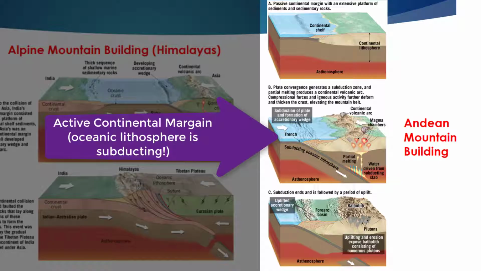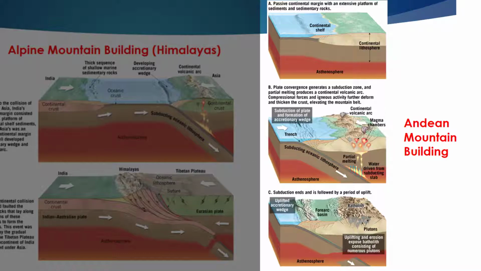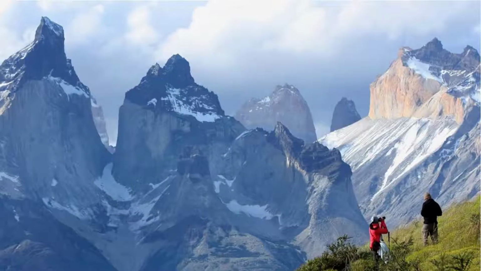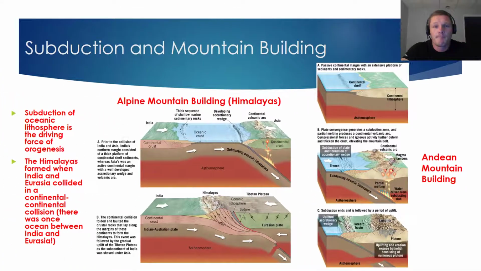Both compressional forces and igneous activity will continue to further deform and thicken the continental crust. And as this occurs, we'll see the elevating of the mountain belt. And then in the final stage, subduction will slowly grind to a halt, and there will be a period of uplift. But in summary, the Andes mountain building example shows us that a passive continental margin can become active. And once the subduction of oceanic lithosphere begins, we can see mountain building occur.